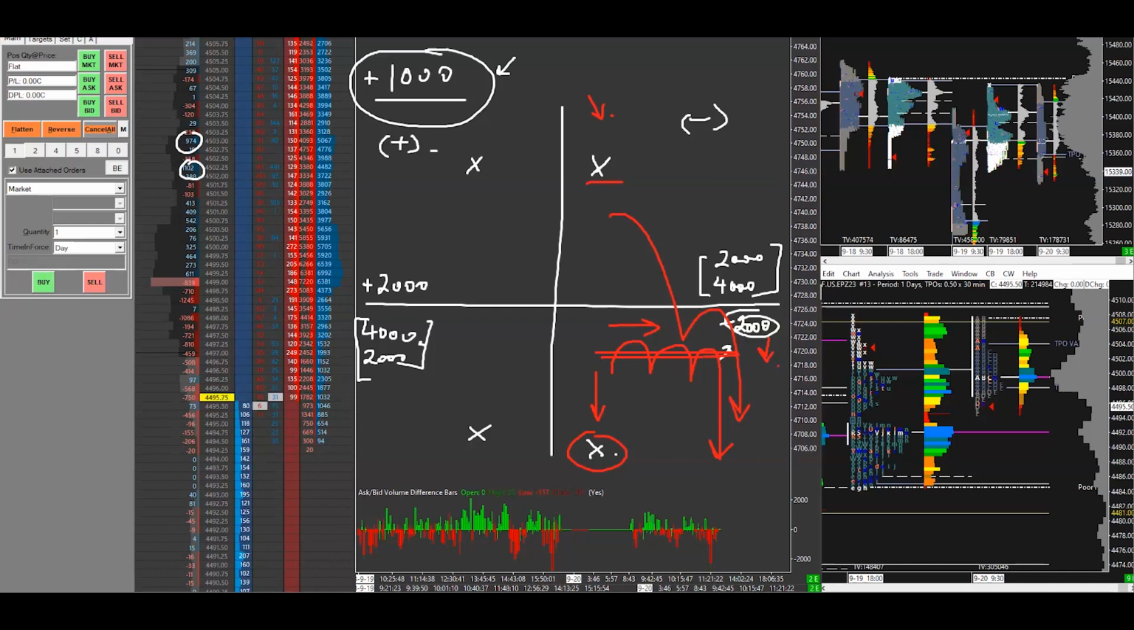Now, it's a very similar concept over here where we have the positive delta. If we're above the positive delta, this suggests that there is a multitude of market buyers that are overwhelming the market sellers if we're holding it as support.